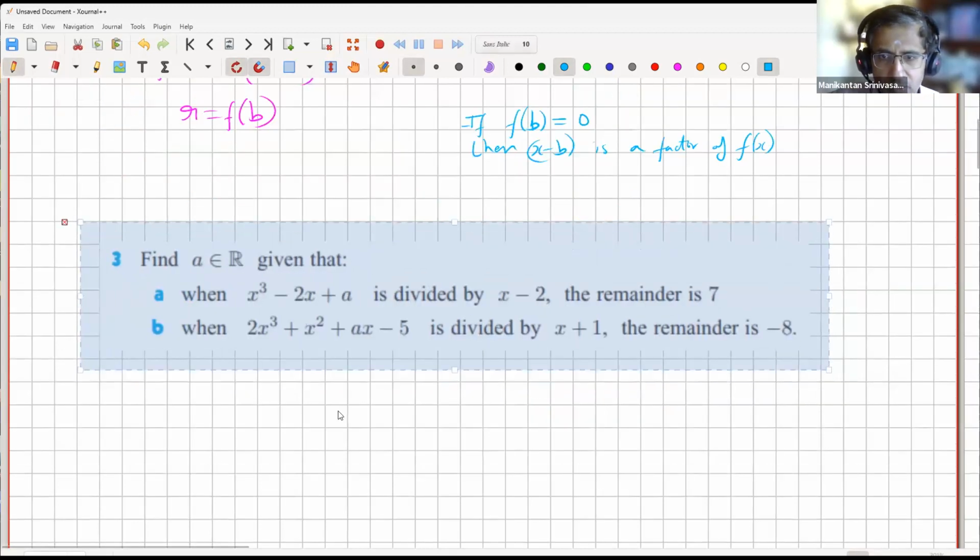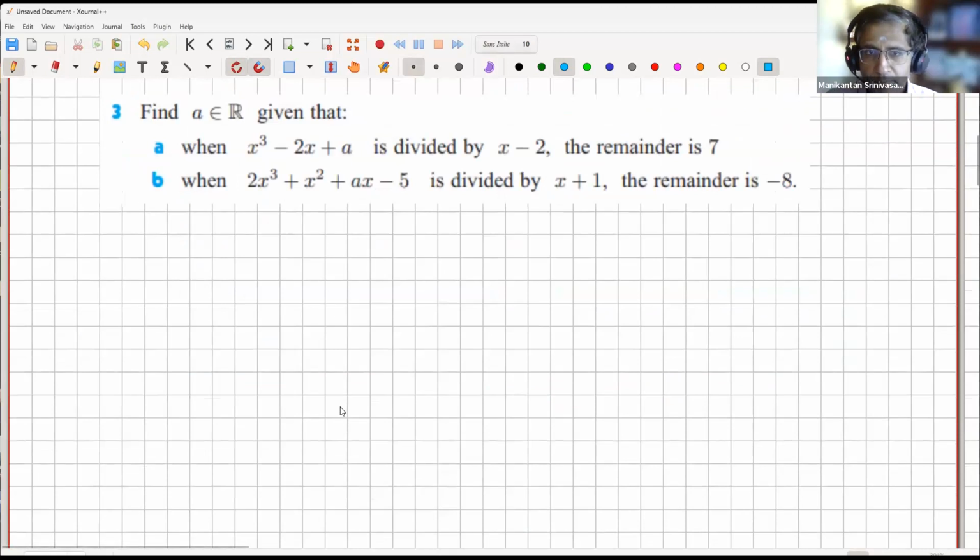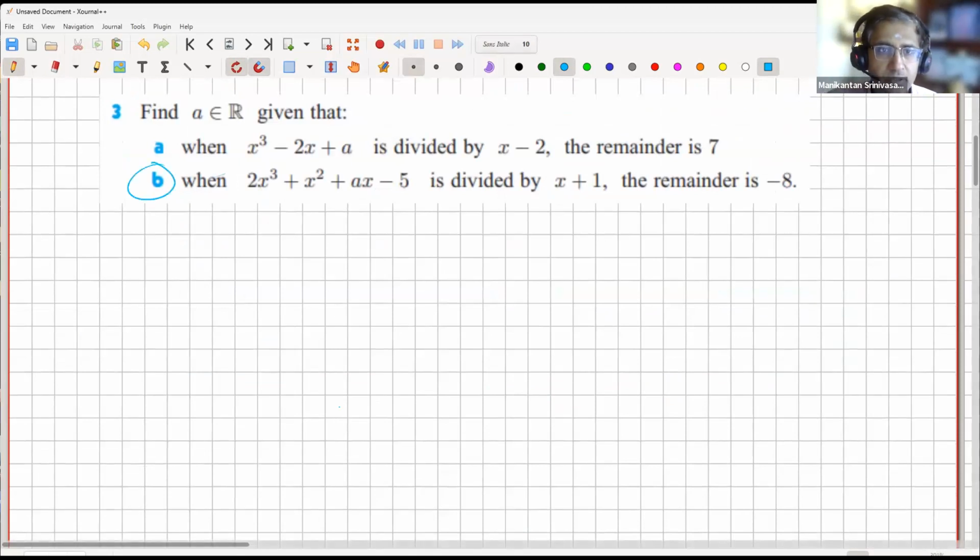Okay, let's do the B part. Can we do 3B? Find A.